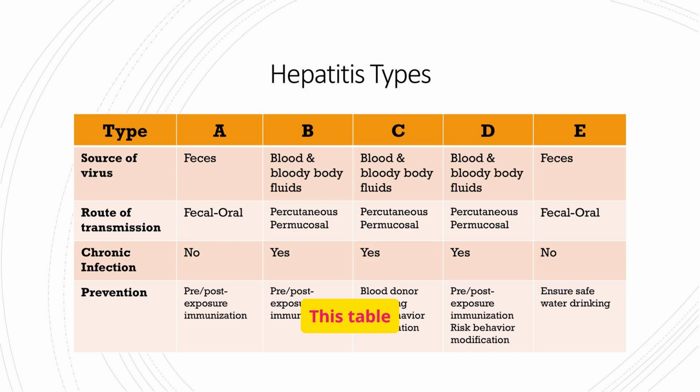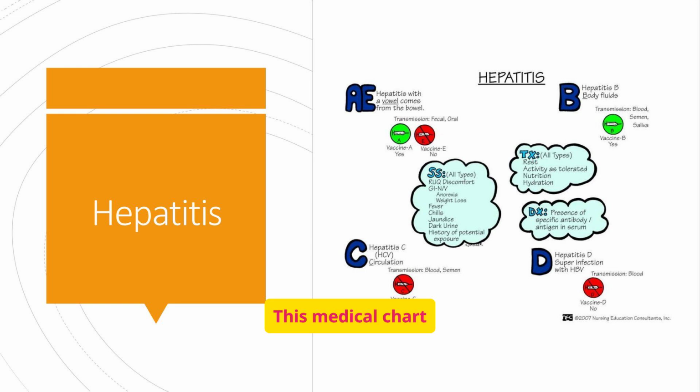This table summarizes the different types of hepatitis, including their source, route of transmission, whether they cause chronic infection, and prevention methods. This medical chart provides a comprehensive overview of hepatitis, including transmission methods, vaccine availability, common symptoms, treatment options, and diagnostic methods for each type.